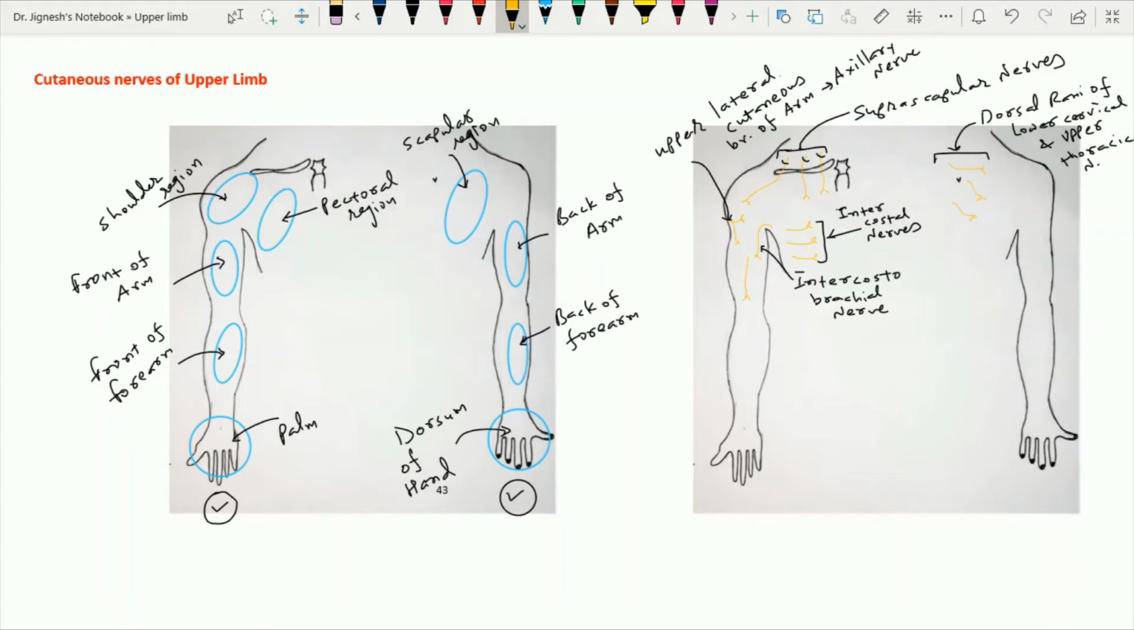Along with these cutaneous nerves, the front of the arm is also going to be supplied by the lower lateral cutaneous branch, which is actually the branch of the radial nerve. This medial cutaneous branch of the arm is the branch of the brachial plexus from the medial cord.